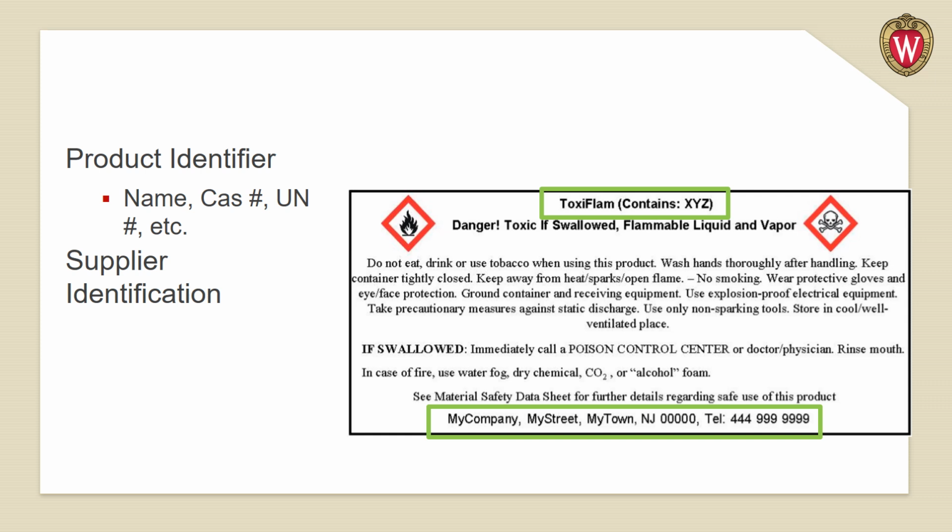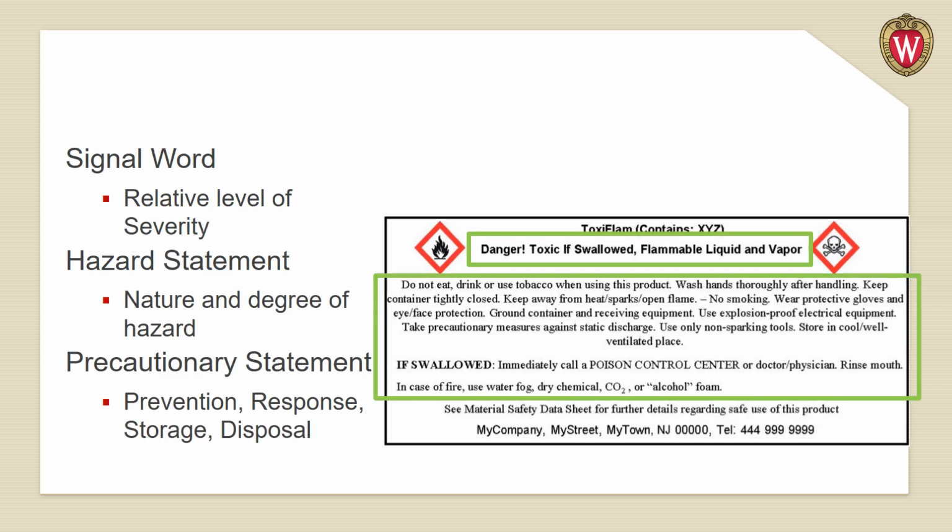The supplier identification should have the address and the phone number of the supplier. This could be an emergency phone number. Be sure that if you change suppliers, you change the supplier identification on the label.